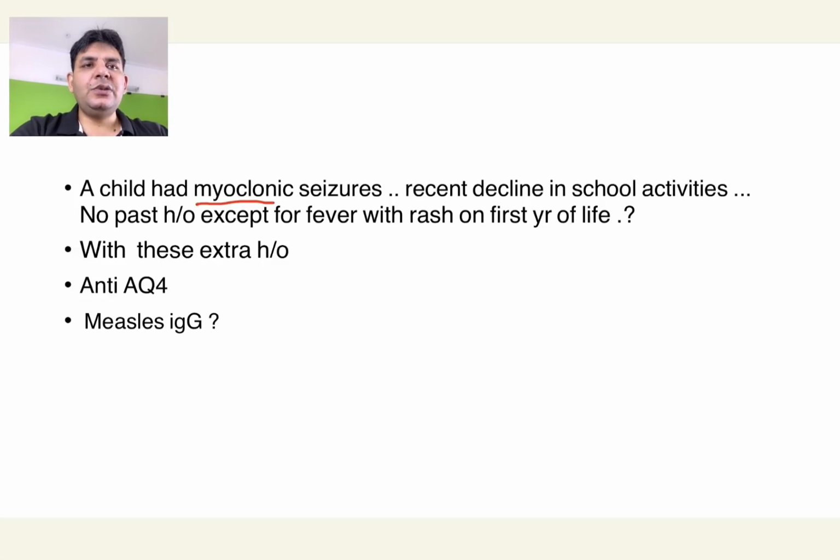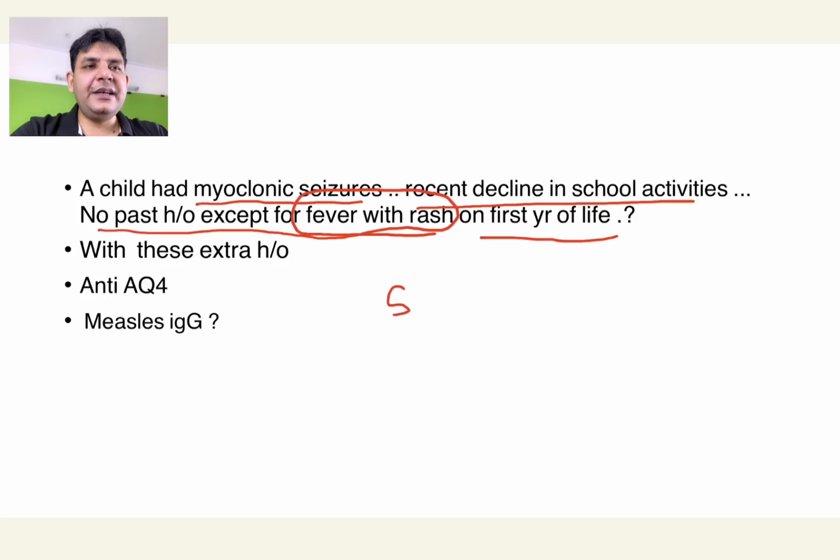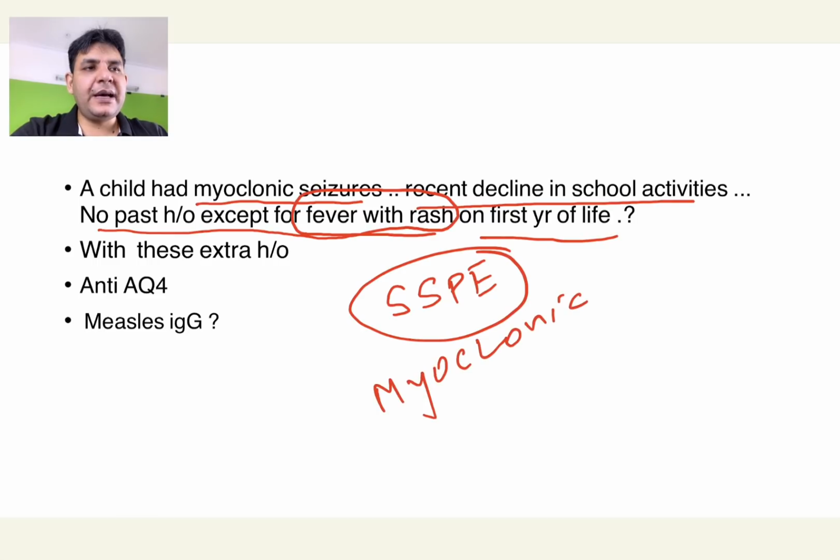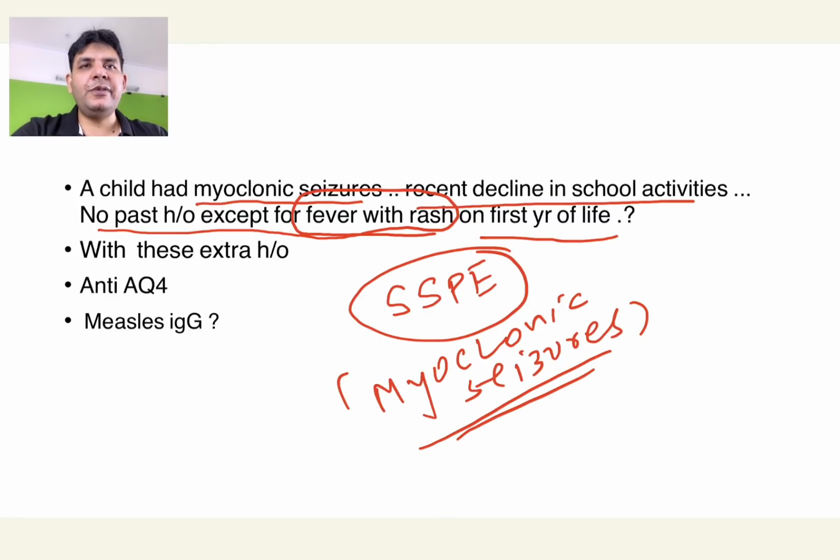Now there was a question regarding this also. A child is there having myoclonic seizures, and because of that there is a recent decline in school activities of that particular individual. There is no past history except for fever with rash in the first year of life. So guys, here they have asked in a twisted fashion SSPE, and it is very clearly written in the book that in this there are myoclonic seizures. Okay, and mostly it happens 5 to 15 years after the first episode of measles, and mostly it is fatal.